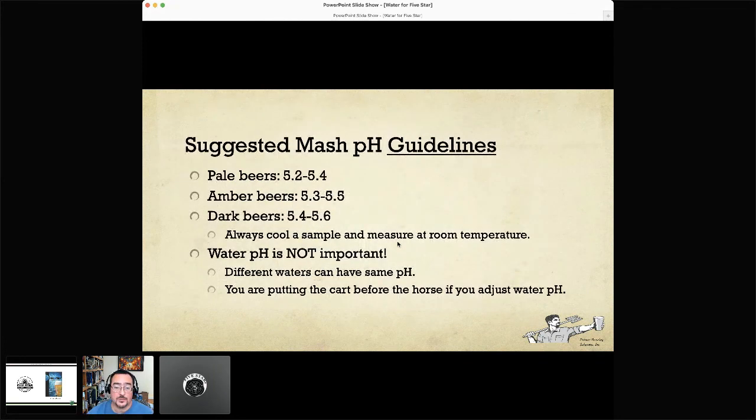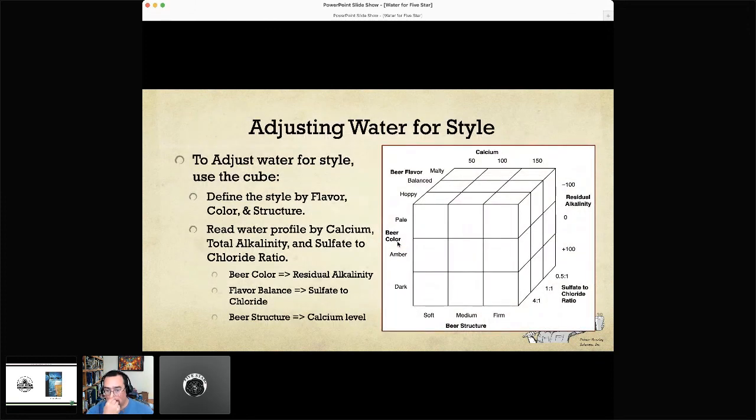Again, suggested mash pH guidelines: pale beers 5.2 to 5.4, amber beers 5.3 to 5.5, dark beers 5.4 to 5.6. Again, water pH not important. It's mash pH, wort pH, beer pH, not water. Okay, now let's move on to talking about adjusting water for style.